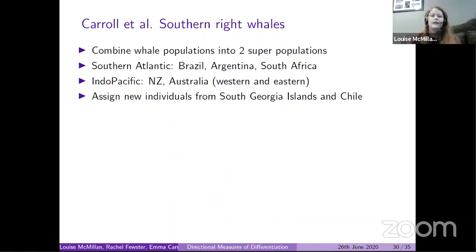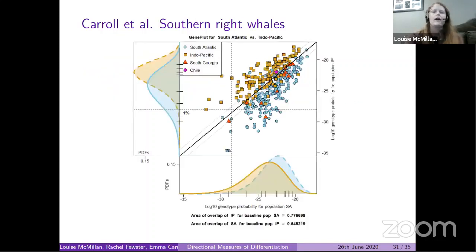Finally, Emma was particularly interested in identifying the source of additional individuals that she found around the South Georgia Islands and near Chile. This is showing the Indo-Pacific superpopulation and the South Atlantic superpopulation. The individuals in orange, the extra individuals, are the ones from South Georgia. And we can see that they are probably from the South Atlantic superpopulation.